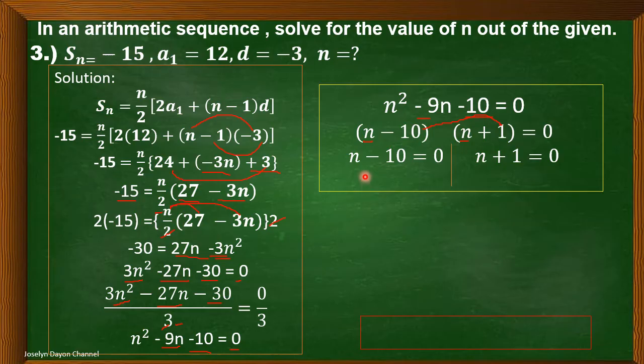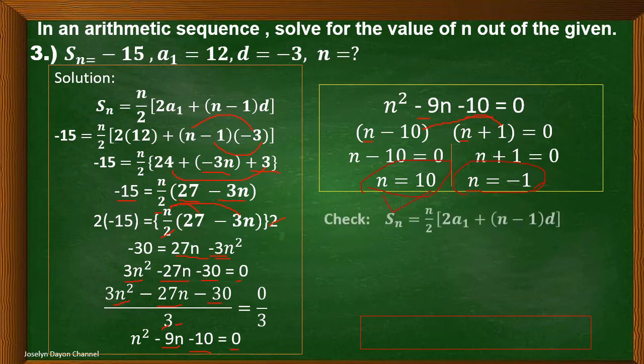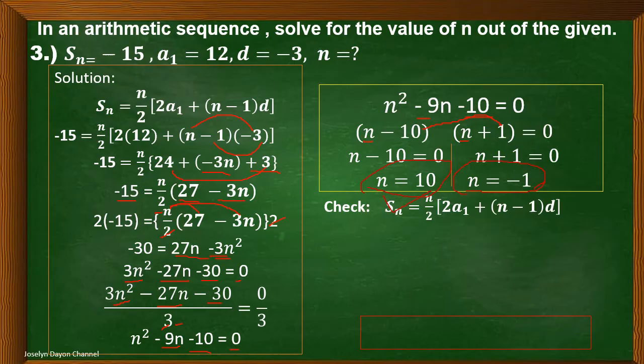Next, solve for n. So transpose negative 10 to the right side of the equation. So we have now n is equal to 10, and the other one is n is equal to negative 1. For this problem, we cannot have a value of n which is equal to negative 1. Okay? So if we really want to verify if n which is equal to 10 is really the solution or the value of n, we can do that by checking.